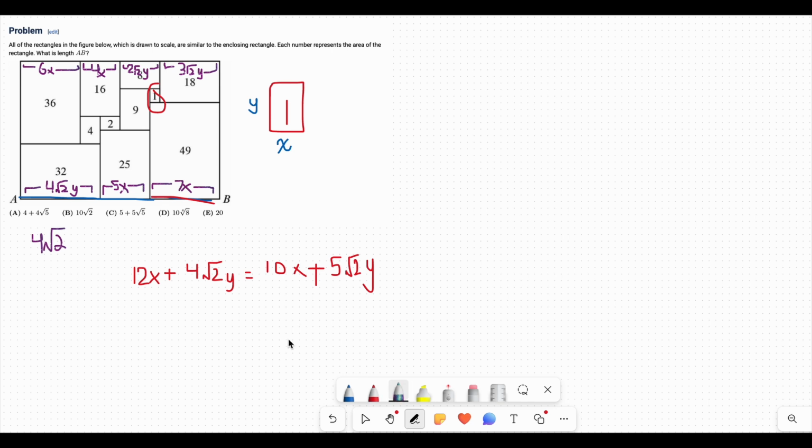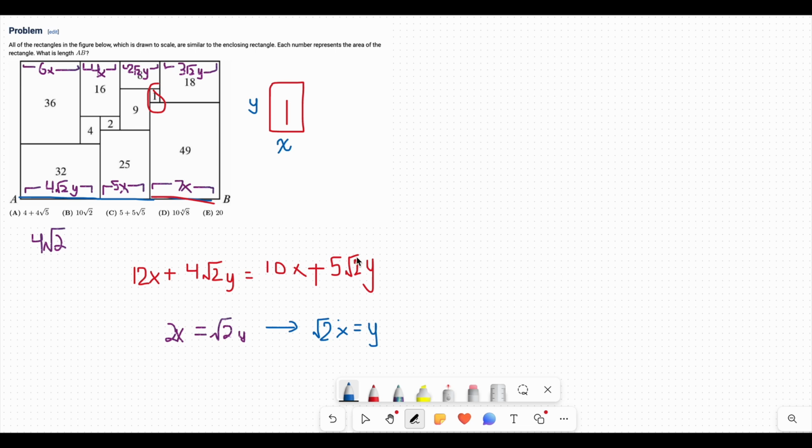And we can solve for y in terms of x. It should result in the same thing. We move the 10x to the left, so we get 2x, and move the 4 root 2y to the right, so 2x equals square root of 2 times y. If we divide the square root of 2 on the right to the left, we obtain square root of 2 x equals y. But this doesn't help us find AB, because we need to find an exact value.